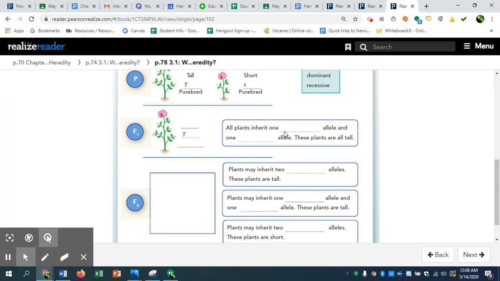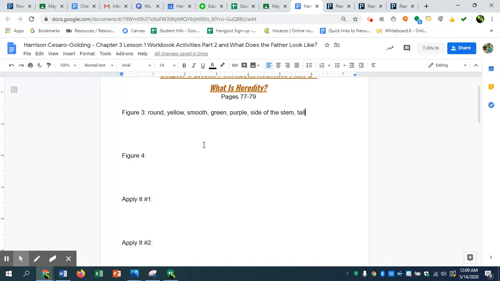So the words we're going to write here are: it's inheriting one dominant allele and one recessive allele. And then these plants are tall. So the two words we're writing are dominant and recessive. So that's right here. We're going to do dominant and recessive. I'm going to put a semicolon to represent that's the end of that first one, and we're going to move on to the next.